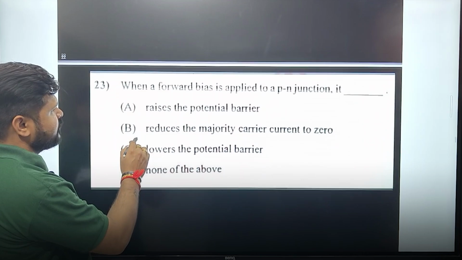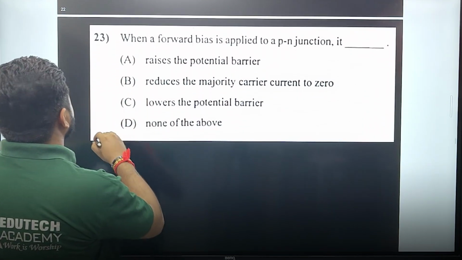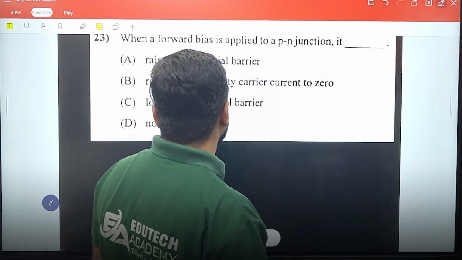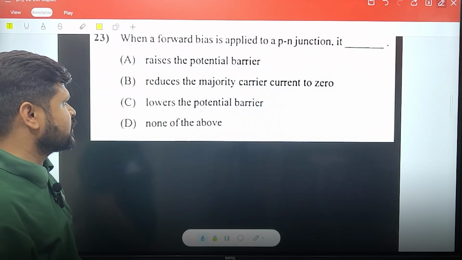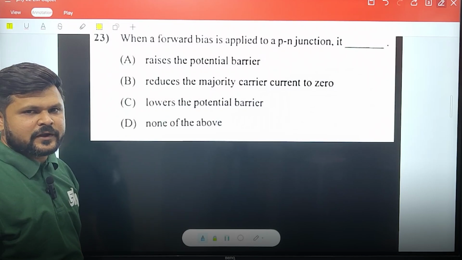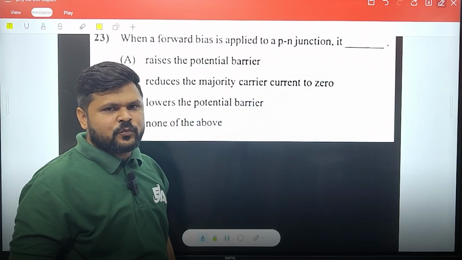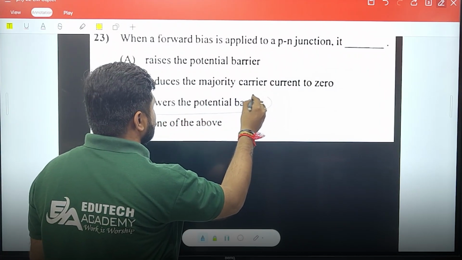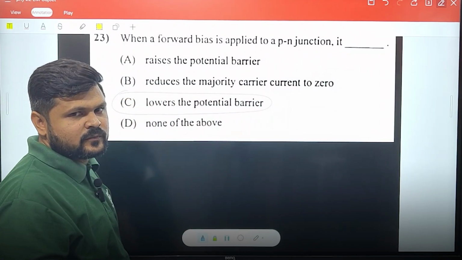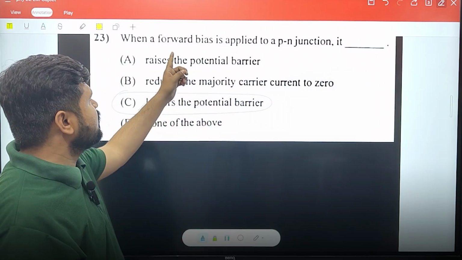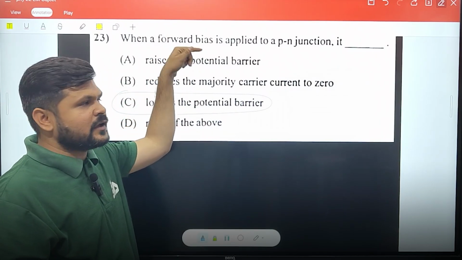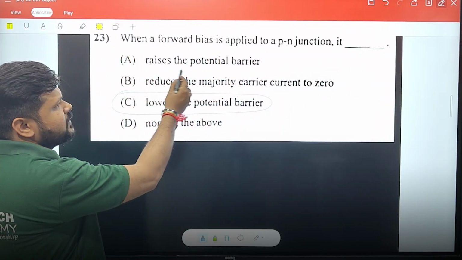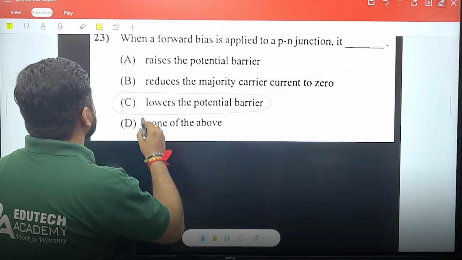Now MCQ number 23: when a forward bias is applied to a PN junction, what is the correct option? We know that when forward bias is applied, the height of the potential barrier decreases, so it lowers the potential barrier. This is the correct option, option number C. And if instead of forward we are asked about when a reverse bias is applied, then obviously it will resist the potential barrier. Okay, next MCQ.